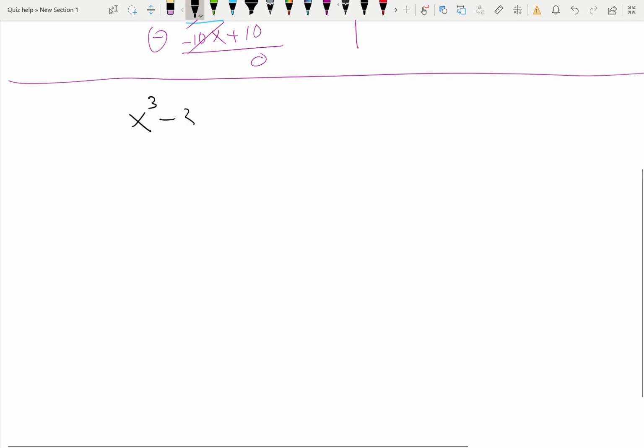x cubed minus 3x plus 2. Okay, so look at the constant term. It's 2. What are the factors? Here it should be super easy. 1 and 2. Right? Oh, negative 1 and negative 2 also possible. All right, so your root should be one of these 4.